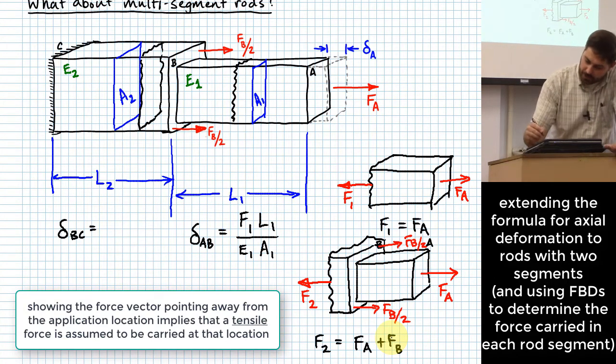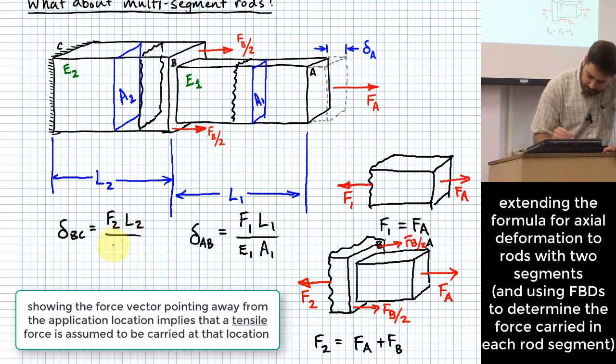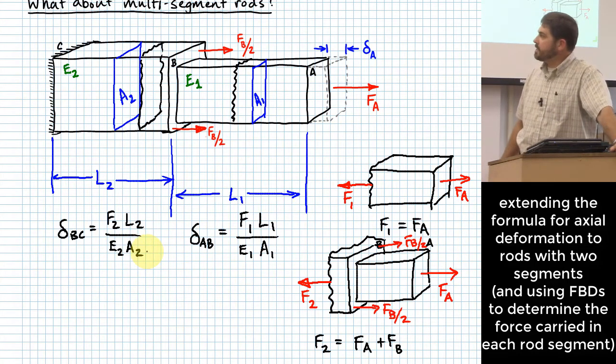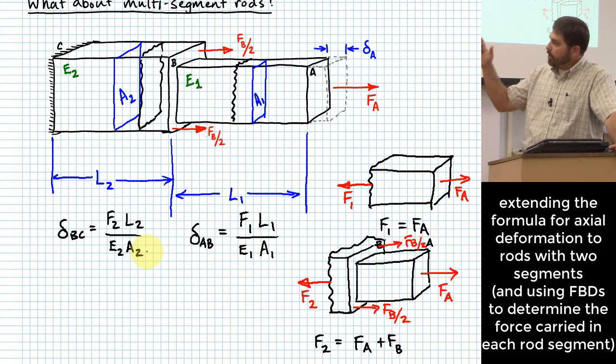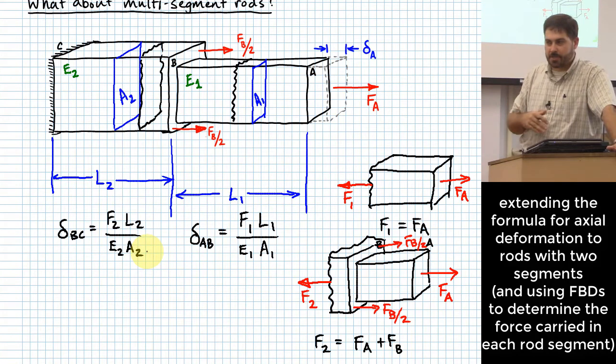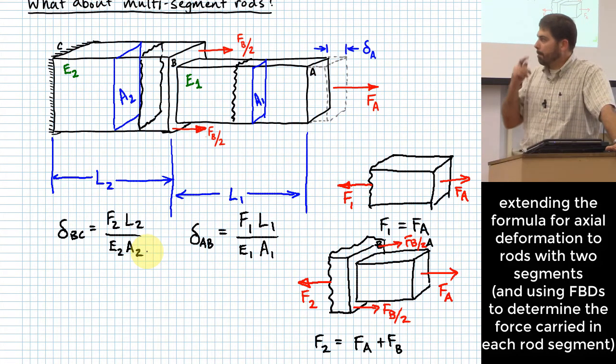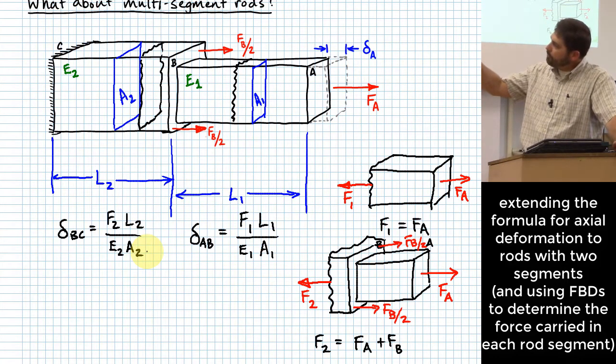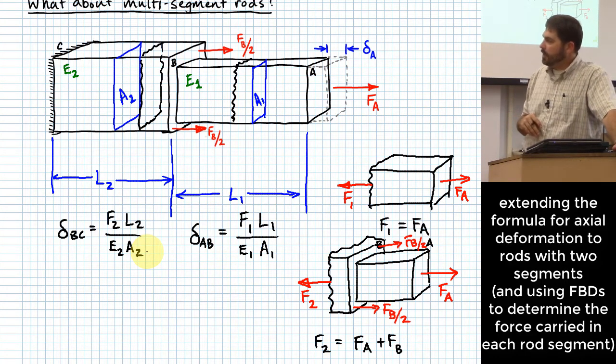So I'm still going to write this as F2 L2 over E2 A2, right? But I want you to see and sort of understand that when I'm talking about F2, I have to look at how much force is accumulated coming up to that cross-section in the part. Okay? Now, I've done this so far. I've come up with how far BC will have changed in length and how far AB will have changed in length. What's my overall change in length that I have labeled delta A up there?